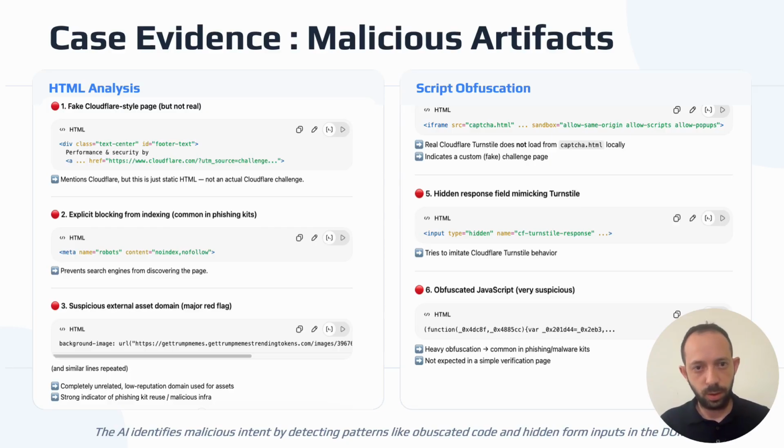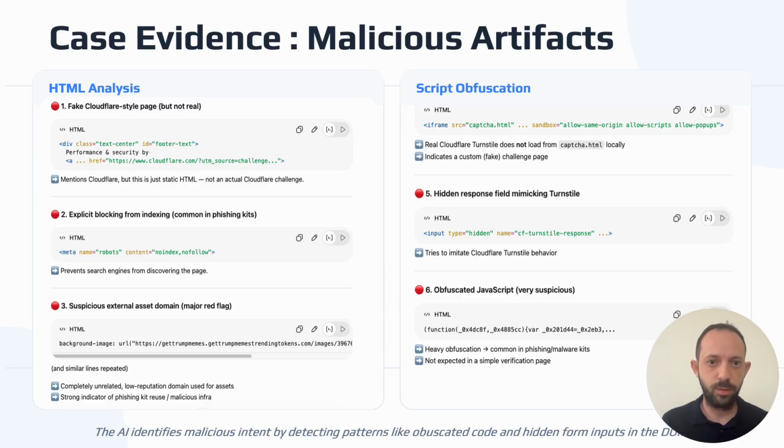Now, in the third artifact, I can see that there are some suspicious external assets. The page loads images from an unrelated domain, and as you can see, the AI flagged it as a major red flag because services like Cloudflare don't put assets from random domains. This suggests this is malicious infrastructure.